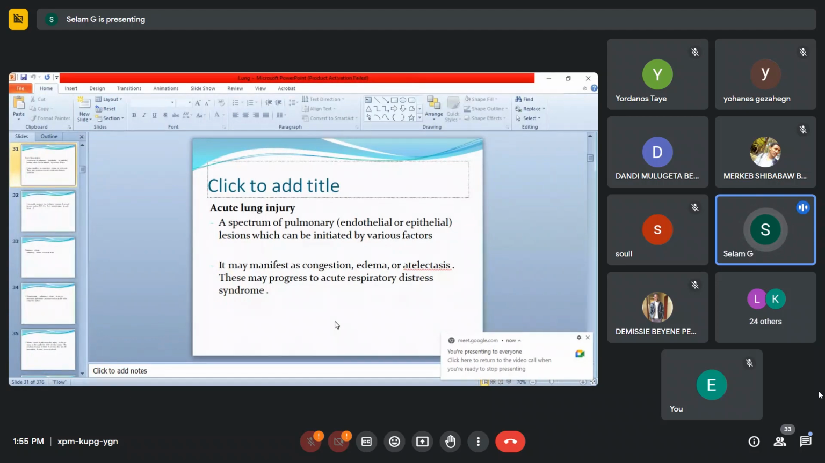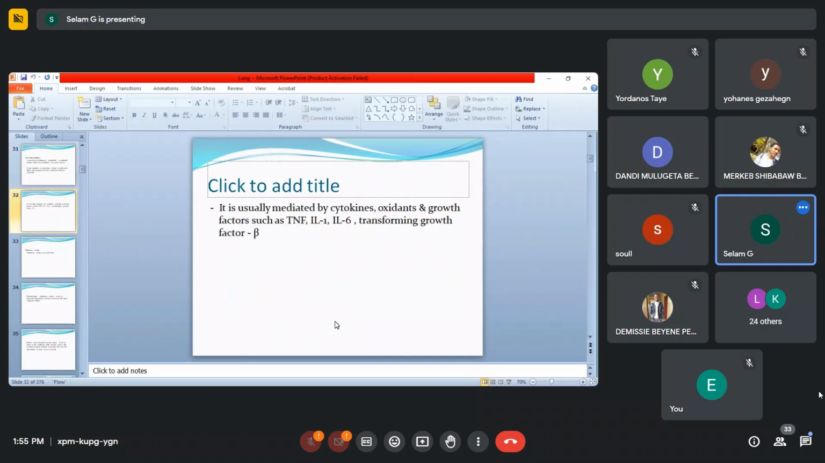So the point here is, whichever disease has instigated or started it, the lung is failing. It is functionally altered. And it is usually mediated by cytokines, oxidants, and growth factors such as tumor necrosis factor, interleukin 1 and 6, transforming growth factor beta, and this causes pulmonary edema.